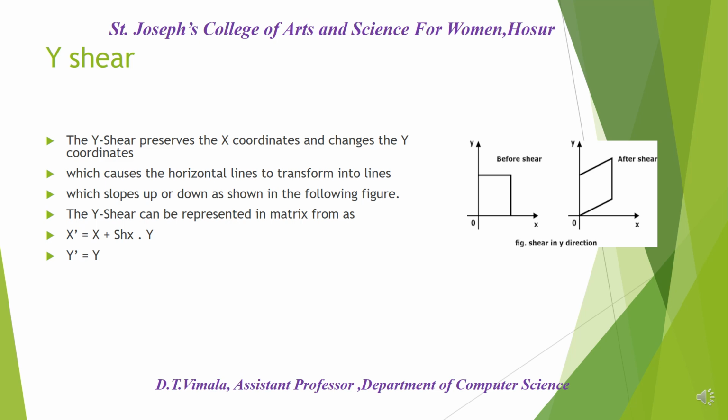The y shear preserves the x coordinate and changes the y coordinate. That means it causes the horizontal lines to transform into lines which slope up or down as shown in the figure. The y shear can be represented in matrix form as x dash equals x plus shx dot y and y dash equals y. Here the x value is changed and the y value is not changed.